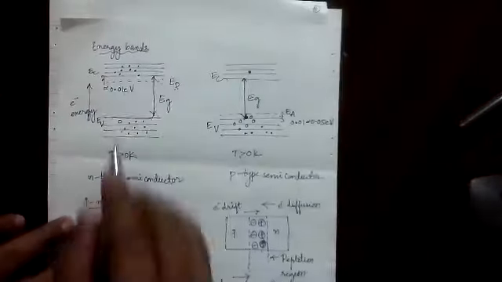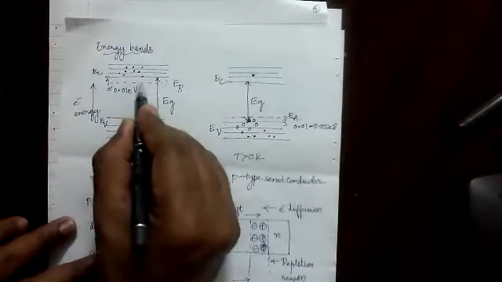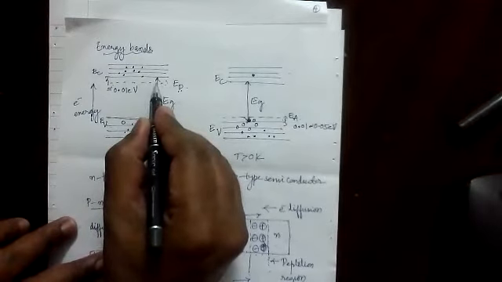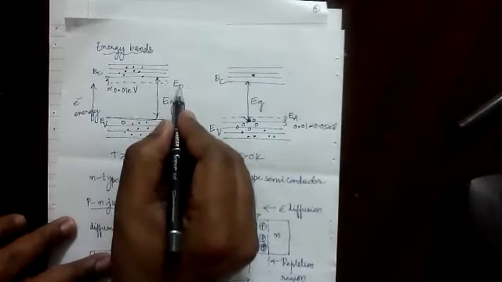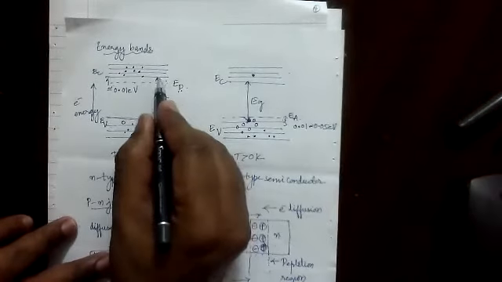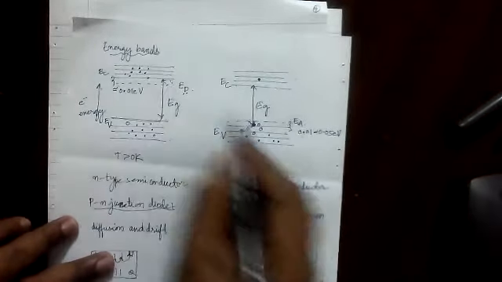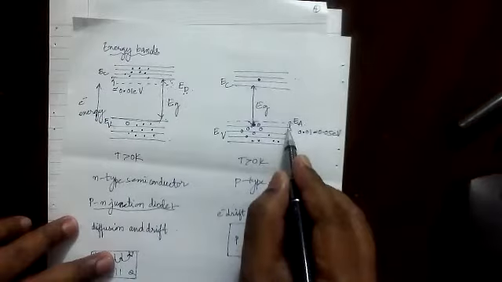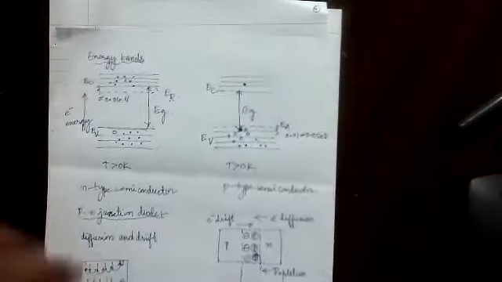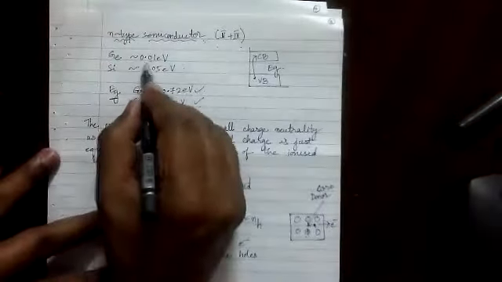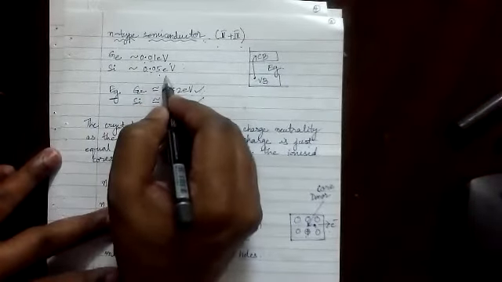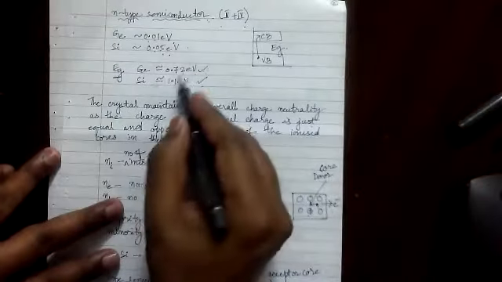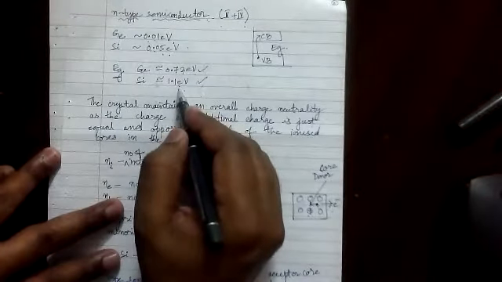Suppose there is a dotted line here. This dotted line is the difference between the donor energy level and the band. Here, the acceptor energy level and the band, that energy is 0.01 for germanium and 0.05 for silicon. Got it? And this is the energy gap for germanium and silicon.